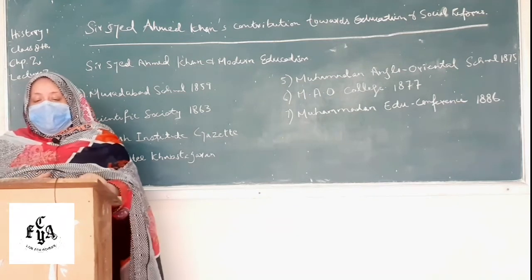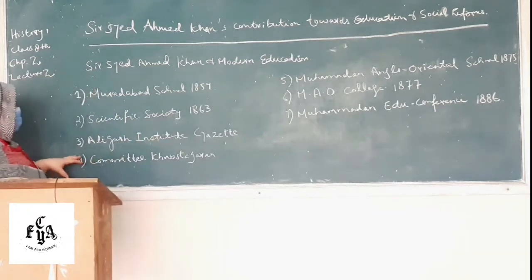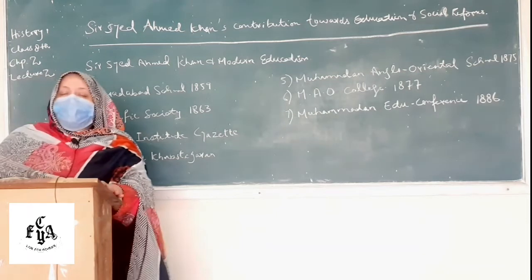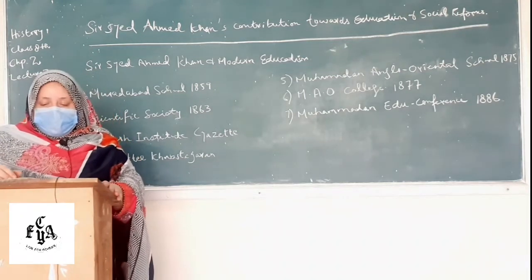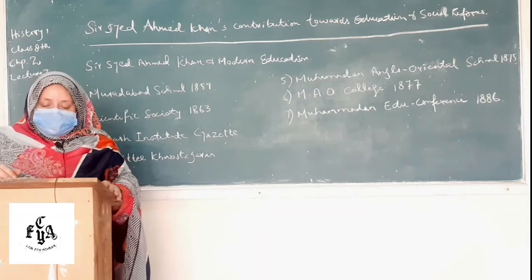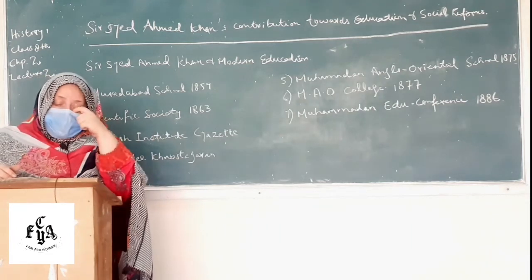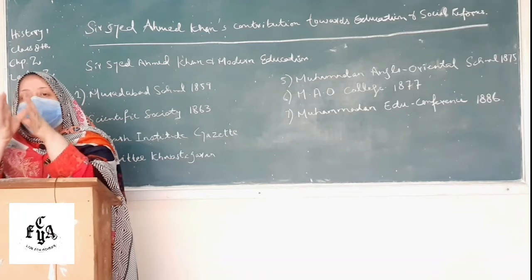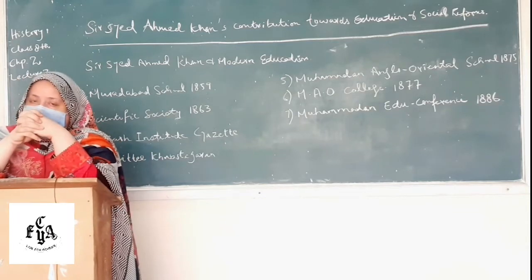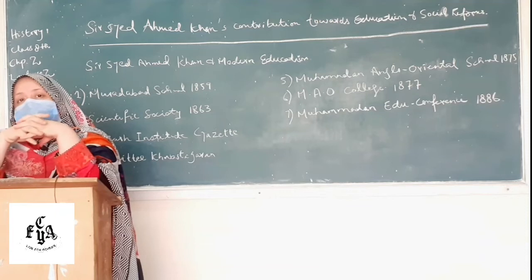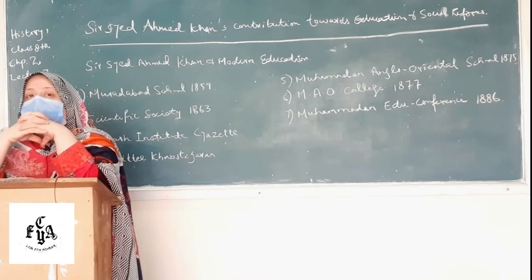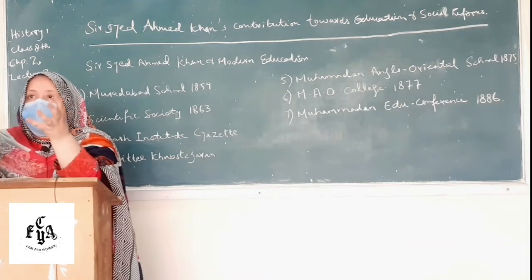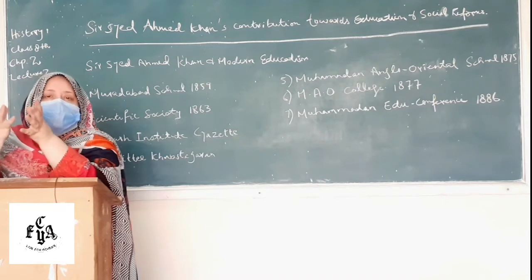And then the next thing is the Committee Khwastgaran. Sir Syed Ahmed Khan established the Committee Khwastgaran at Banaras for educational objectives. And what was the objective of this committee? The first thing was they wanted to find out why the Muslims were reluctant to get this modern education. What are their fears? What do they want? What are the causes? What are the problems?